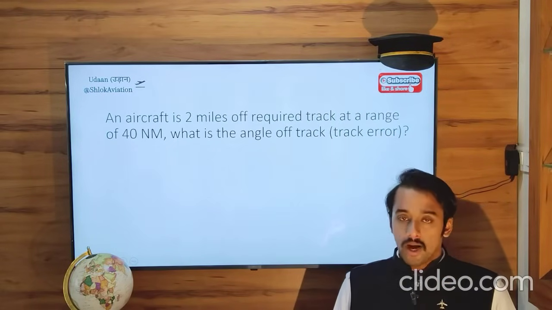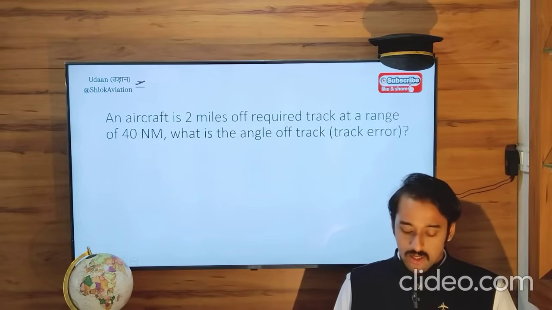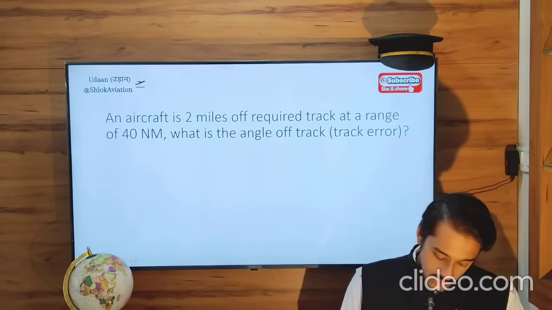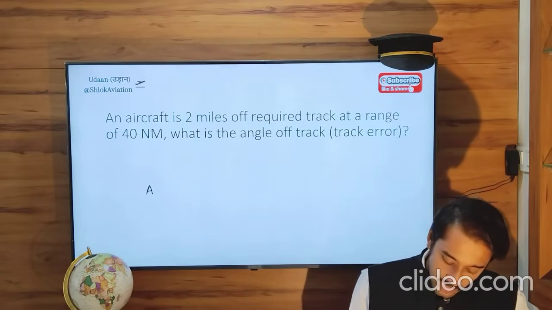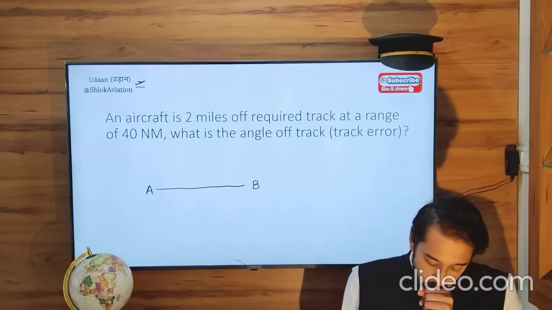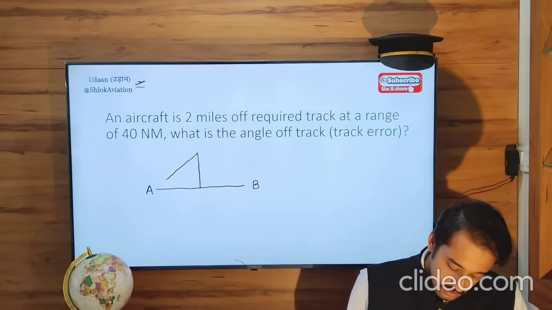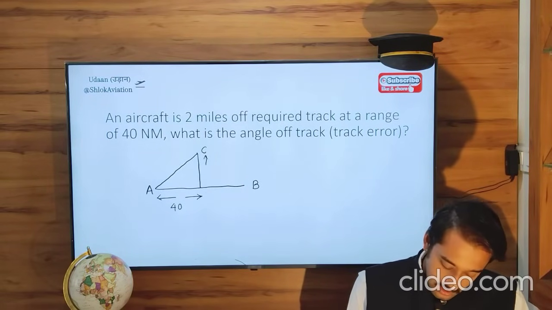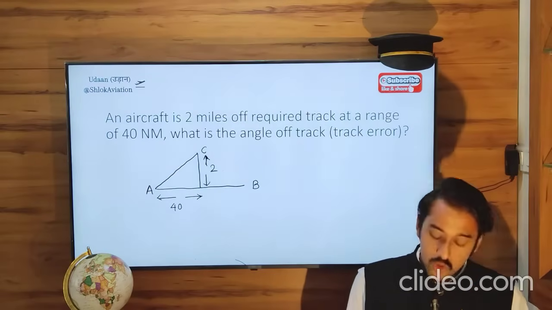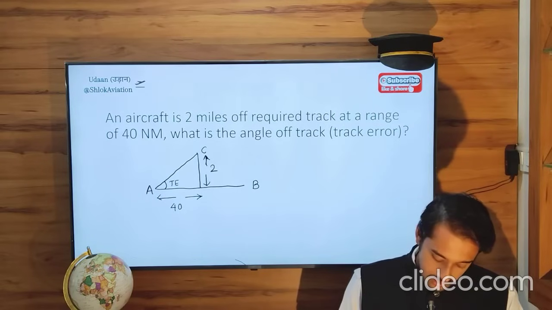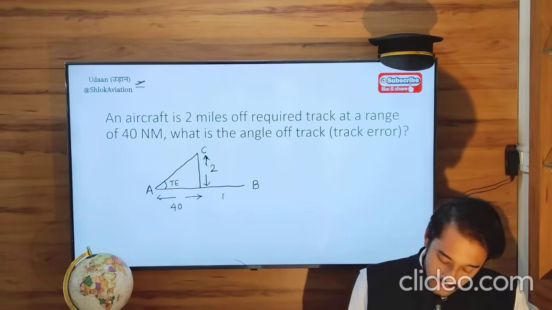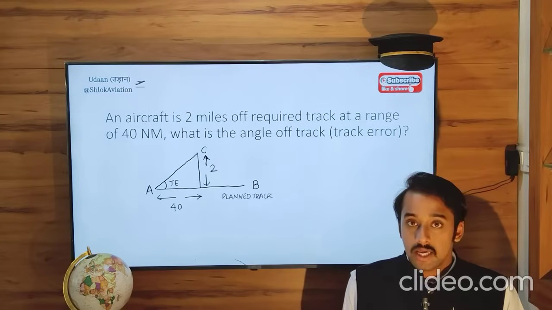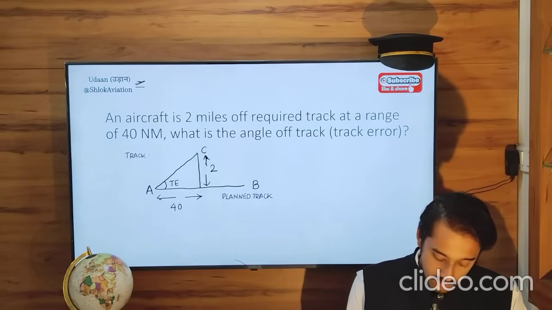Next question. Aircraft is 2 miles off the required track at a distance of 40 miles. What is the track error angle? So same, let's say we are at A flying towards B. So this distance is 40. Distance off track is 2 miles and we have to find now track error angle. So now AB is your planned track. AC is your track made good.